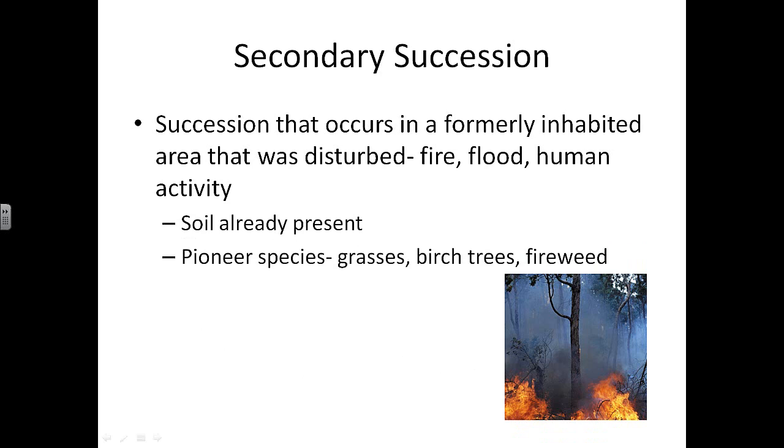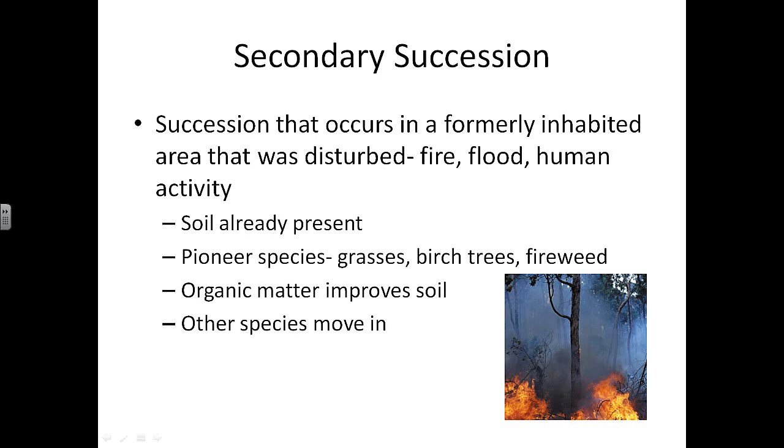The pioneer species in secondary succession are a little bit bigger and a little bit hardier because there's already soil there. So grasses, birch trees, fireweed, other things that can grow fast. Organic matter improves the soil when they die. Again, their bodies decompose, that adds nutrition. When the soil improves, other species can move in and then continue through succession.